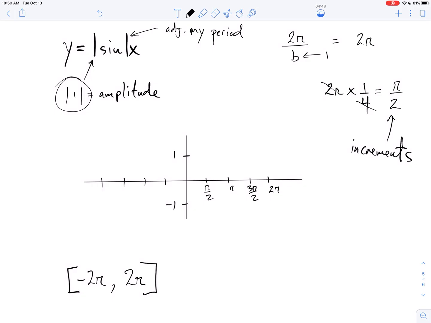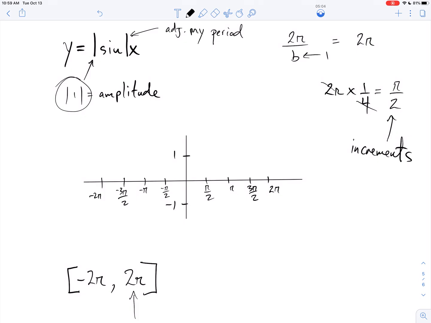So that's what they mean by you're going to graph to 2 pi. But going backwards, guess what? They want me to do the negative side: negative pi halves, negative 1 pi, negative 3 pi halves, negative 2 pi.